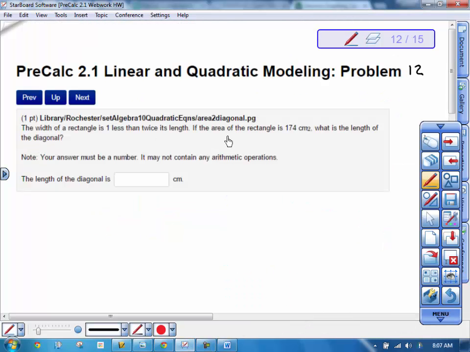Okay, the next problem says the width of a rectangle is 1 less than twice its length. So the width of the rectangle is 1 less than twice its length. That would be that equation. And then it gives us the area is 174. Now we know that area is equal to length times width. So we have two equations now with two variables.